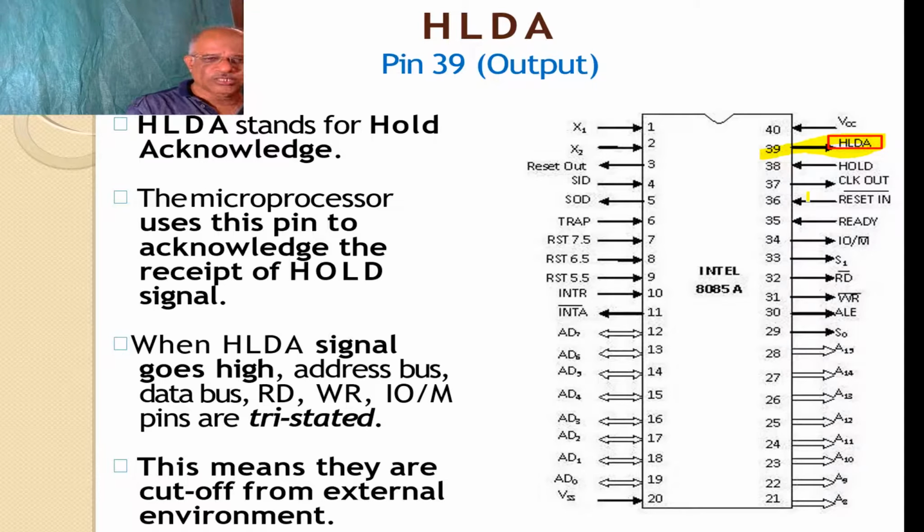The microprocessor uses this pin to acknowledge the receipt of the hold signal. When the HLDA signal goes high, the address bus, data bus, RD, WR, IO/M bar pins are tri-stated. Tri-stated means they go into a high impedance state, meaning they are neither on nor off. They go into the third state, which is called tri-stated. This means they are cut off from the external environment. They are not actually connected. High impedance is provided there, and in this way the HLDA signal acts. And we have discussed, I think, the last pin.